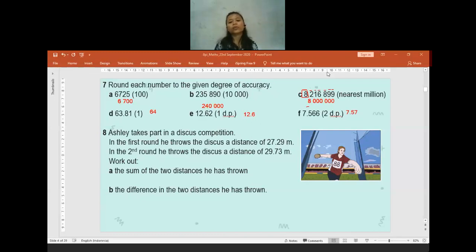So this is a competition for throwing stuff. The first throw will be 27.29 meter. For the second throw it will be 29.73 meter. Now we have to work out the sum. The sum means the addition. Anyone maybe already done to find the sum? Sum means addition. So you have to add these two numbers. How many will it be if we add all of them?